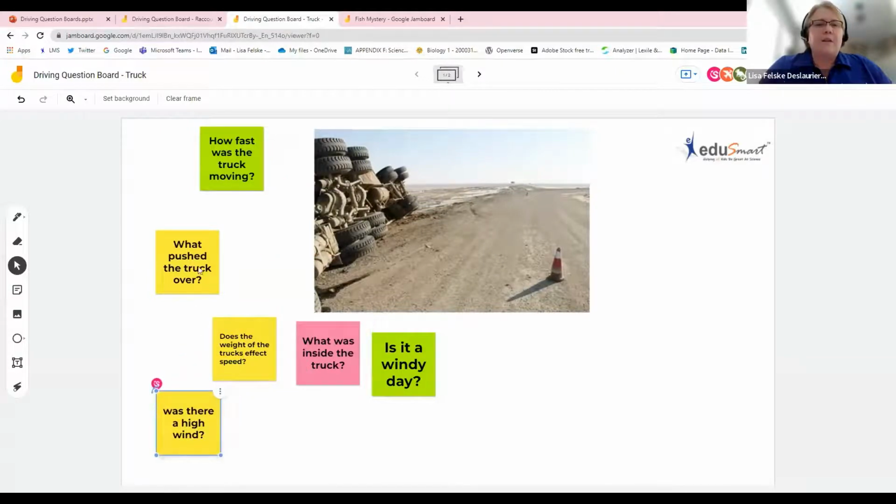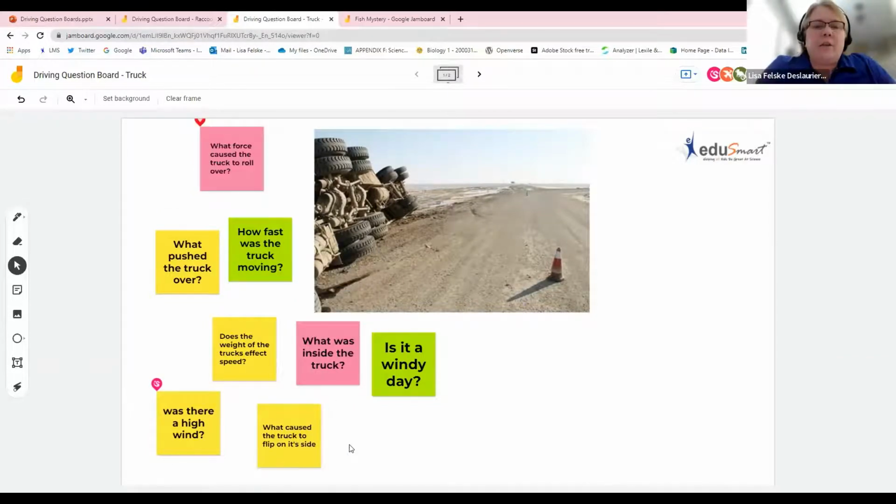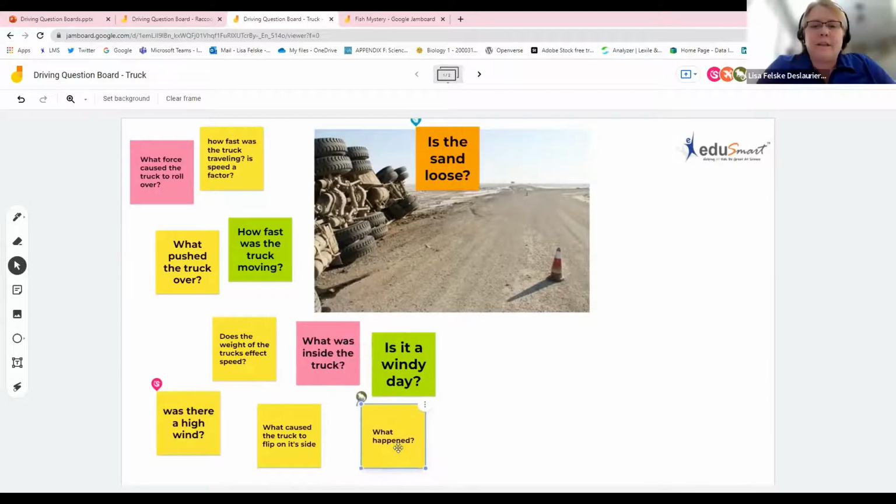I'm just making sure we don't have stuff. Yep. What caused the truck to flip on its side? Okay, we've got a lot of sort of physics questions here. What force caused the truck to roll over? What happened? Is the sand loose?